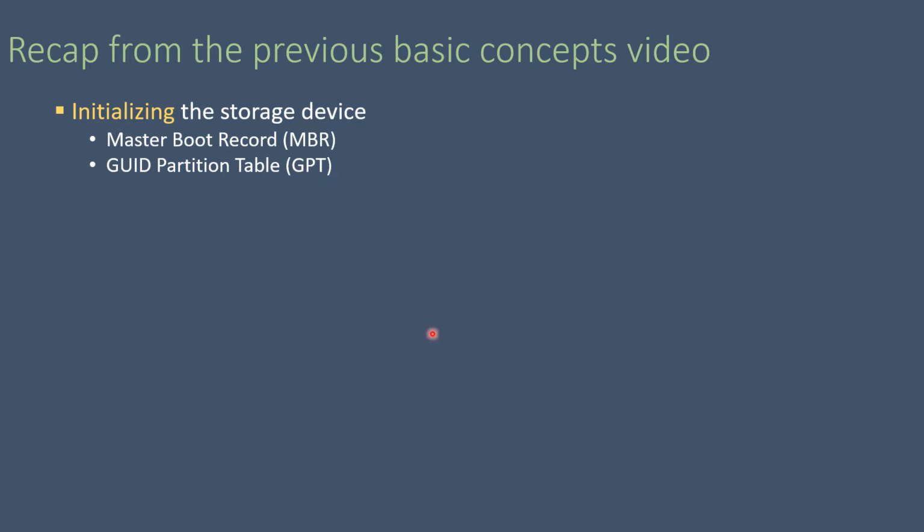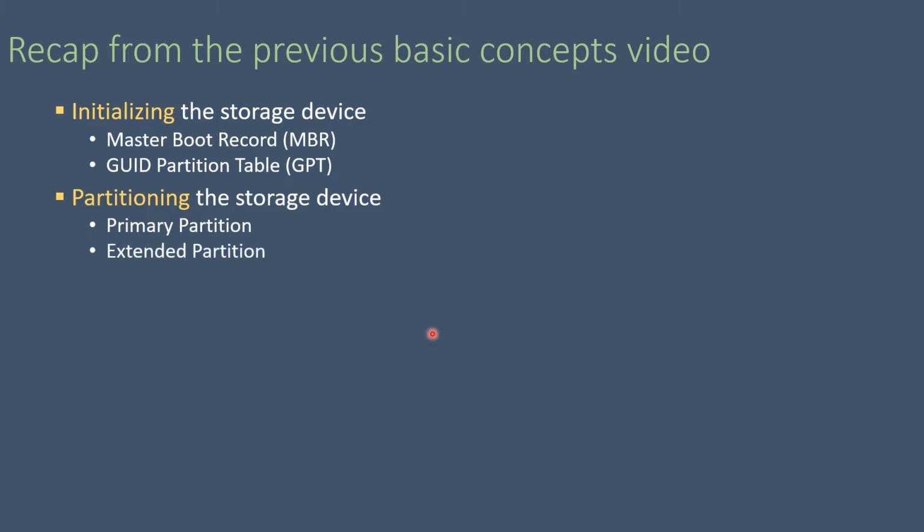After finishing initializing the storage device, you will be able to partition the storage device into different partitions, different sections of the hard disk. Of course, for partitions, we said we have 2 types, primary partition and extended partition. And the last task is to format the storage device with the proper file system. After you do all these tasks, you will be able to use your new hard disk and store data on it.